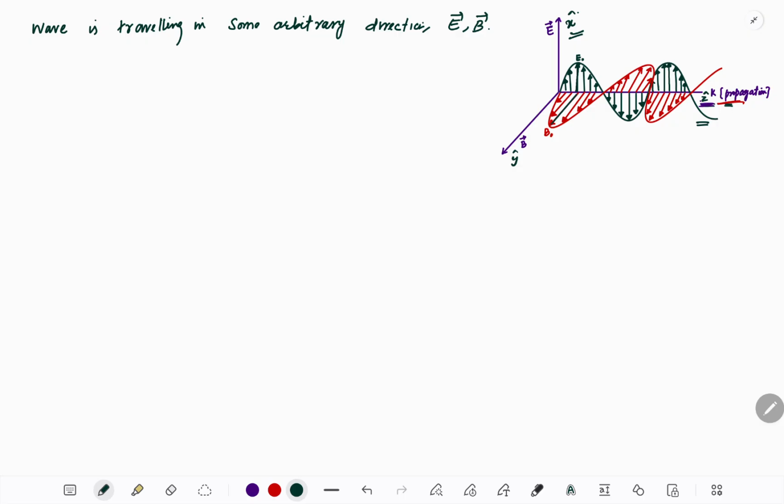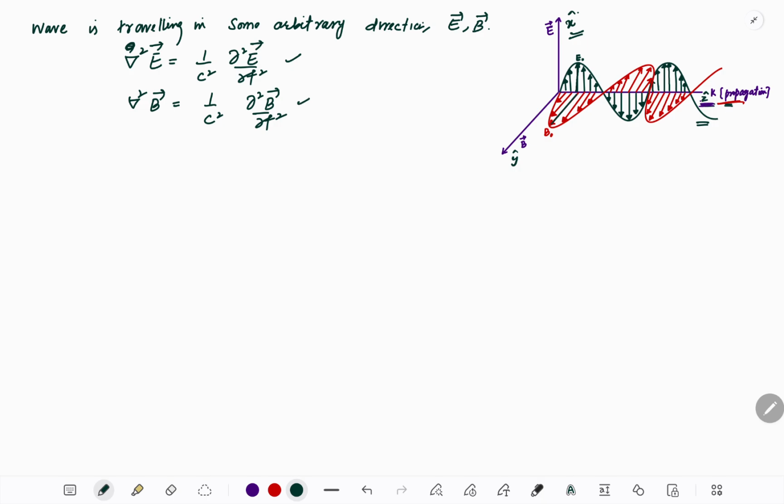to the wave equation. So the general wave equations are del square E equals 1 over c square dou square E by dou t square, or in terms of the magnetic field, del square B equals 1 over c square dou square B by dou t square. So these are the wave equations in terms of the electric field and the magnetic field.